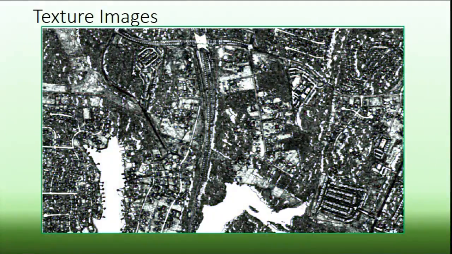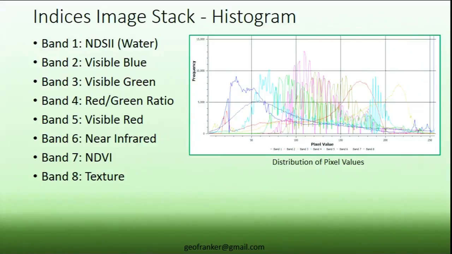And once you calculate a texture image, and there are a ton of algorithms to do textures, I'm still going through the process of trying to figure out which one's the most ideal or the most appropriate. But the neat thing is we can include that texture into a band stack. In this case, this is a histogram, so we're looking at the distribution of pixel values of an 8-band stack.